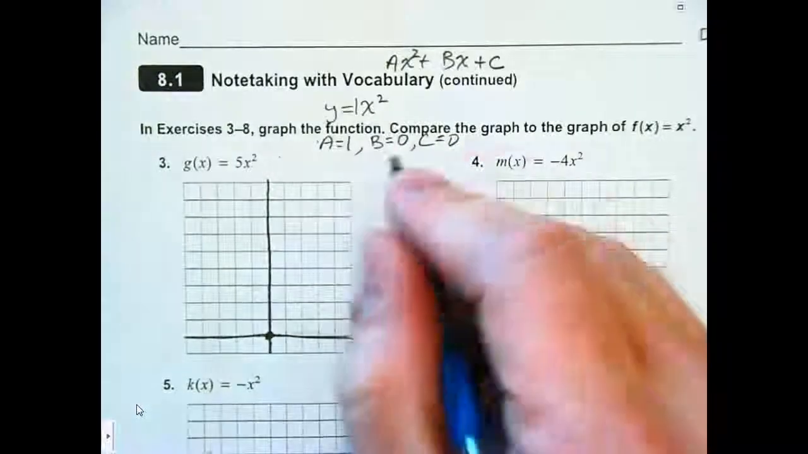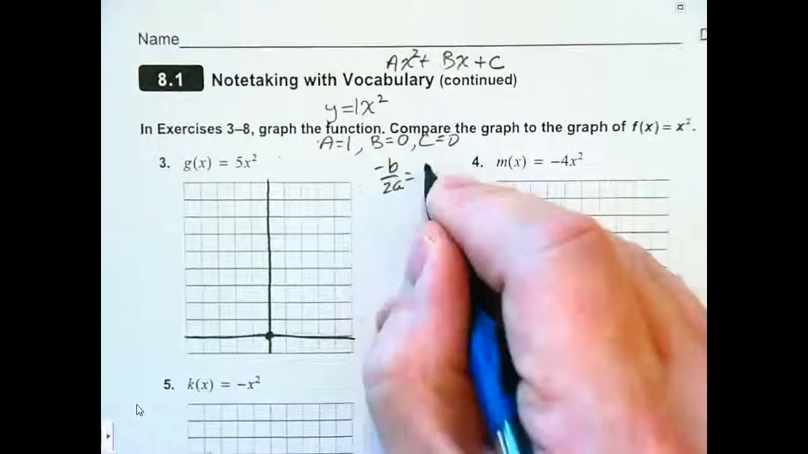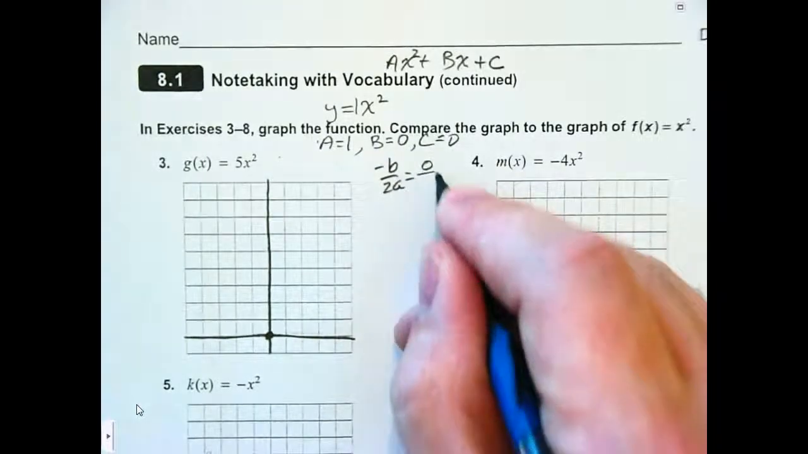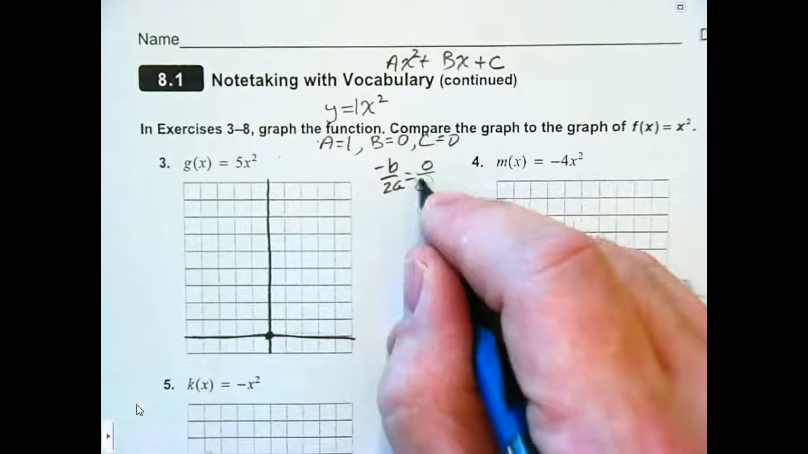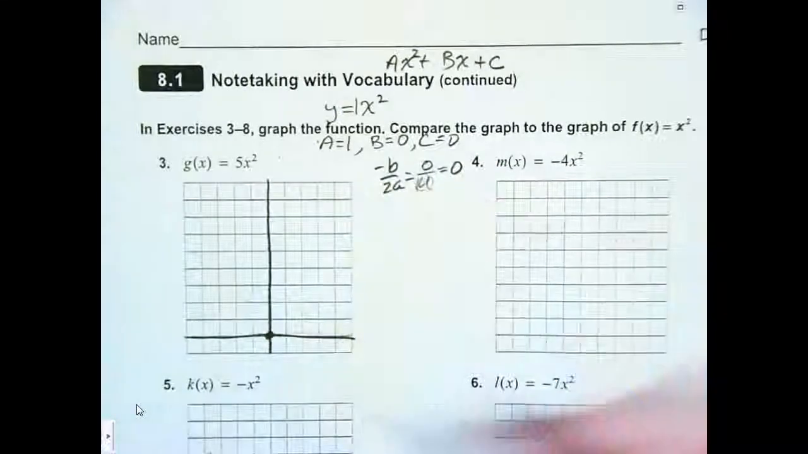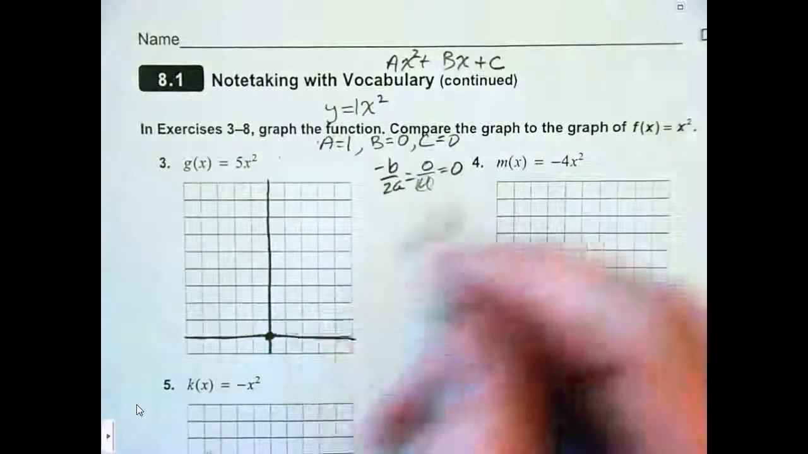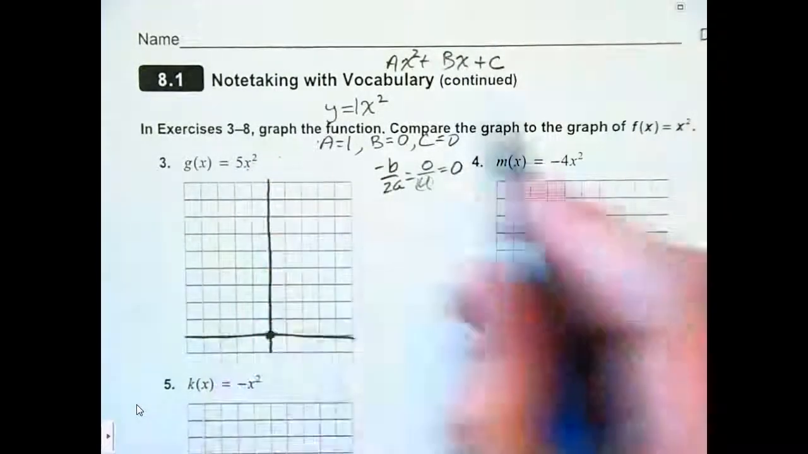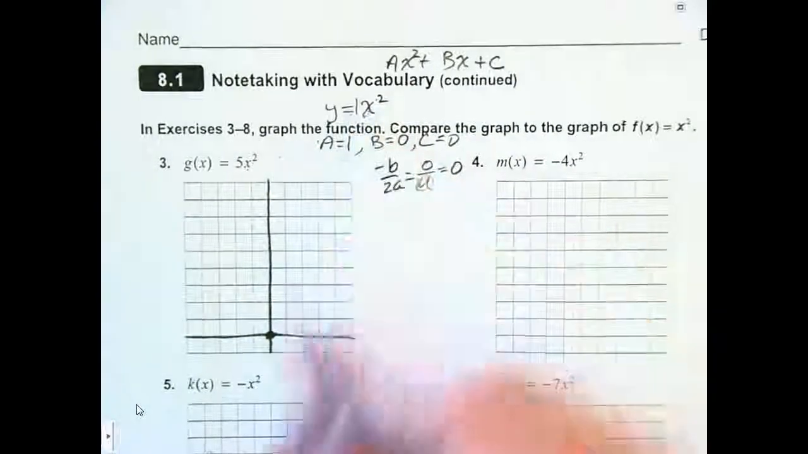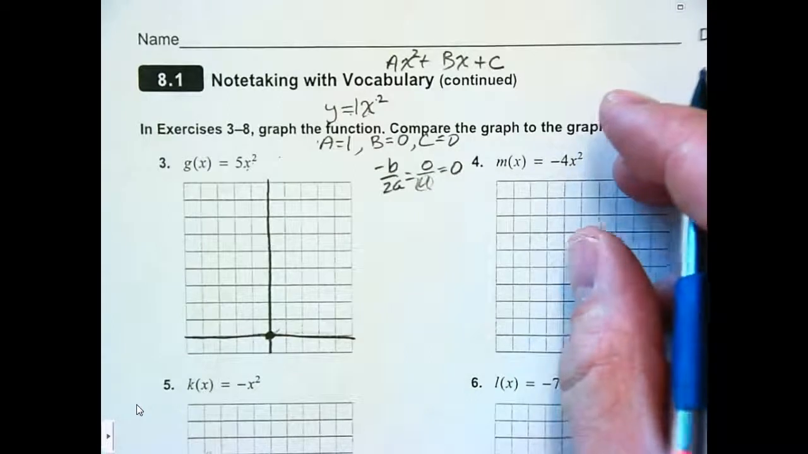Anytime b is 0, and we do the opposite of b over 2a, we get 0, because b is 0. It doesn't matter what we put down here; we get 0 out. So that means we're always starting at x equals 0. Then when I put 0 in for x, I get 0 out. So my vertex is at 0, 0. Question?